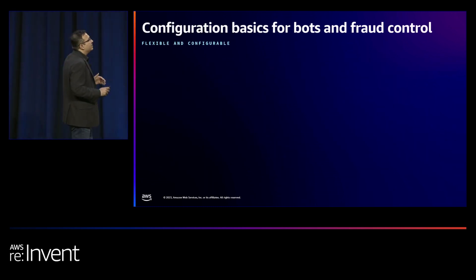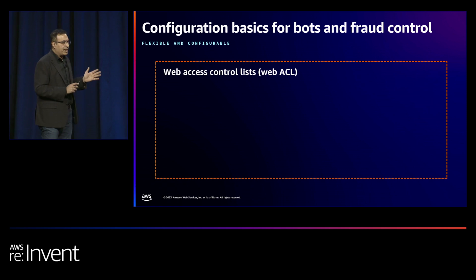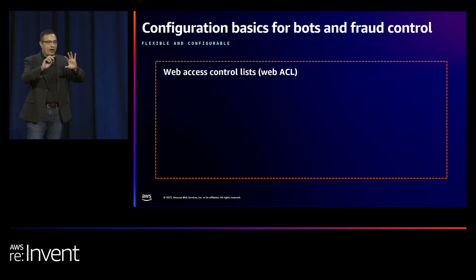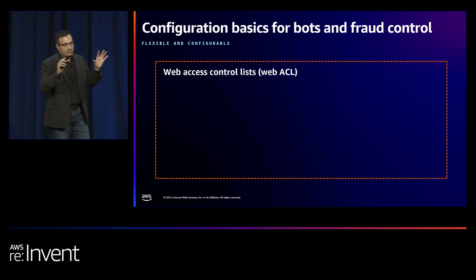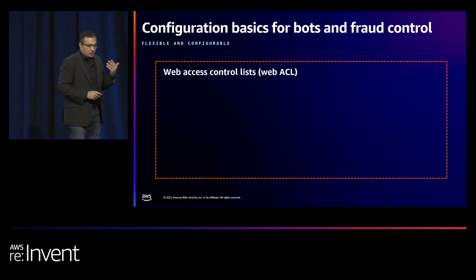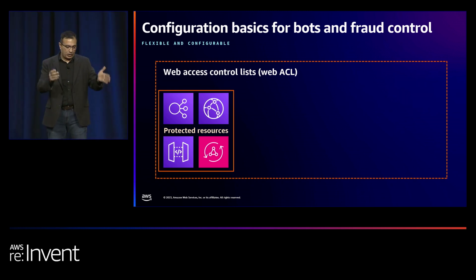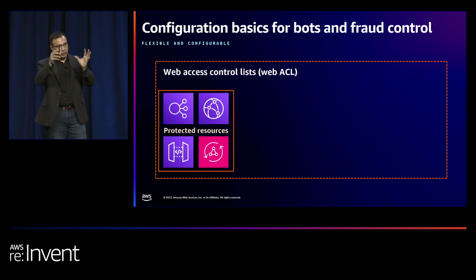So let's start with some configuration fundamentals. The first concept is a web access control list, or we fondly call it WebACL. WebACL gives you fine-grained control over all the requests, and it gives you control over how you want to inspect them, how you want to process them. So you start by adding your protected resource into the WebACL. Now you could create a new WebACL, or you could take an existing WebACL and have a resource there. So what it is telling the WebACL is that I want this resource to be protected.